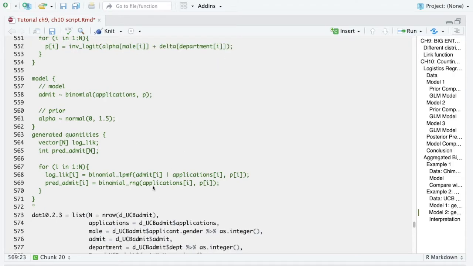Okay, there's actually one small thing in the generated quantities block. For the binomial RNG function, now we need to replace the 1 in the chimpanzee example with applications[i], because we would like to know how many admit counts will be drawn from n equal to the applications.